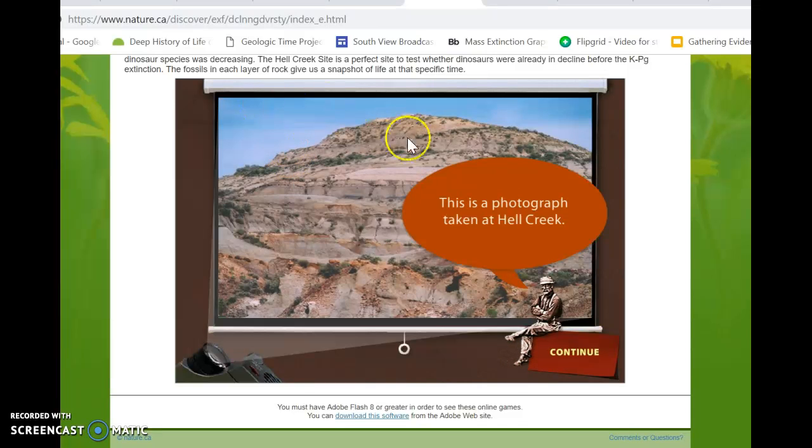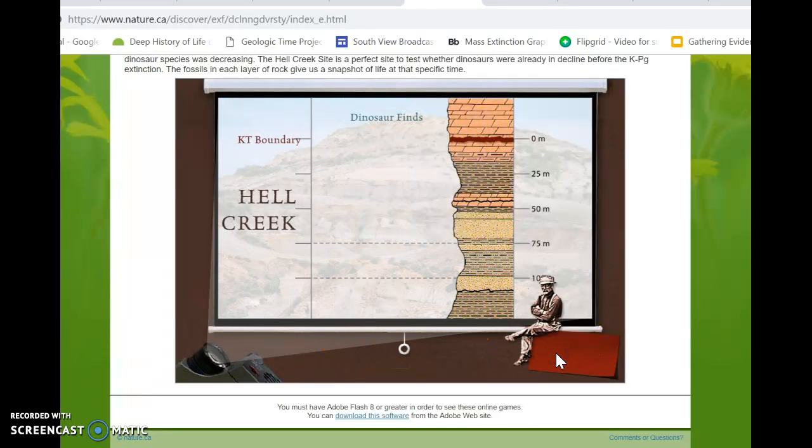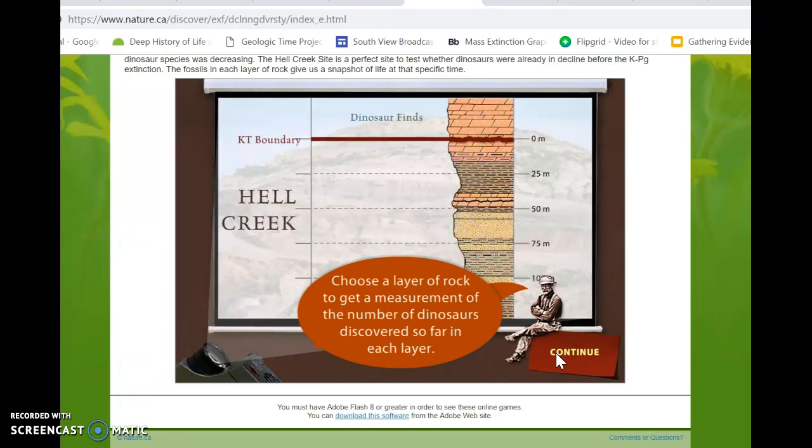And now we are to use this interactive. So this is what Hell Creek looks like. It's a bunch of rock layers, but Hell Creek must be important, otherwise we wouldn't be talking about it in this interactive. It must have something to do with the dinosaur extinction. Okay, it says here's a cross section of the Hell Creek site. Each layer represents 100,000 years of time. Choose a layer of rock to get a measurement of the number of dinosaurs discovered so far in each layer.